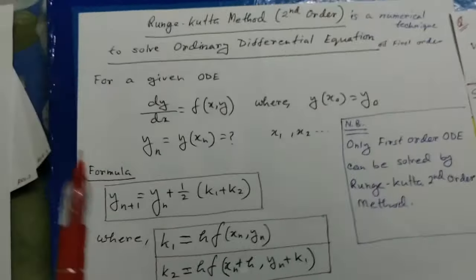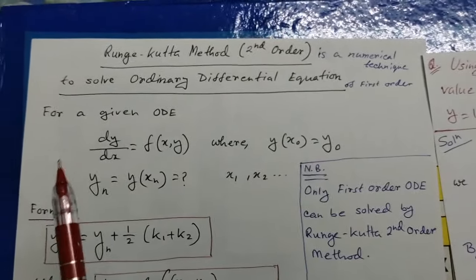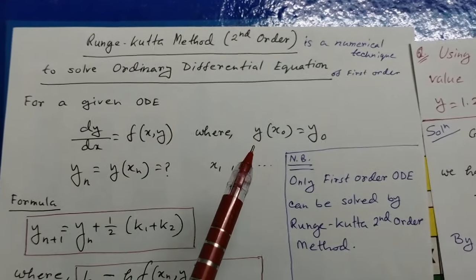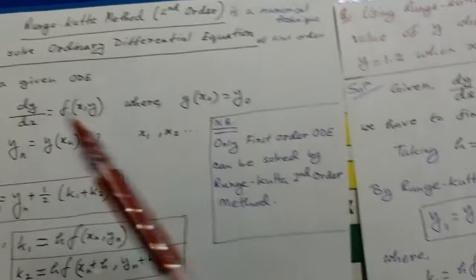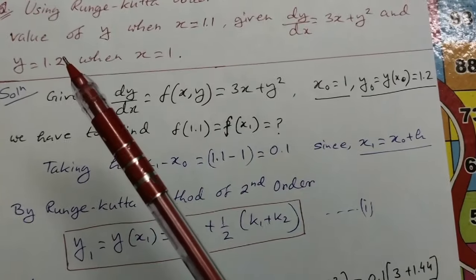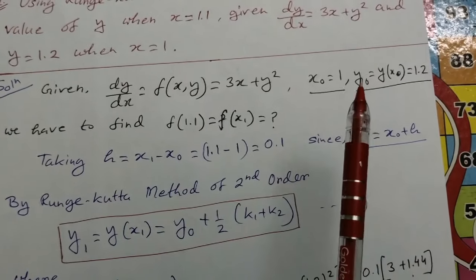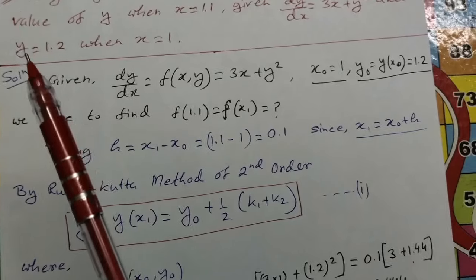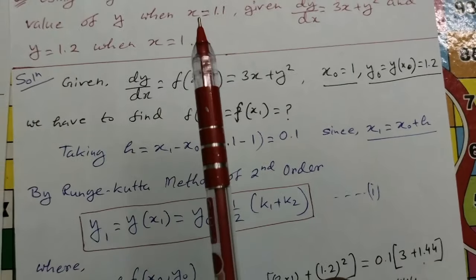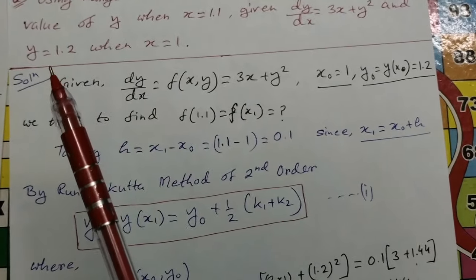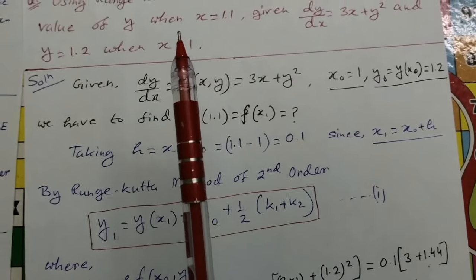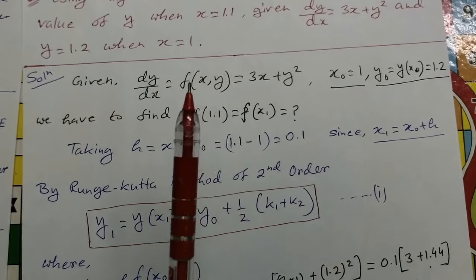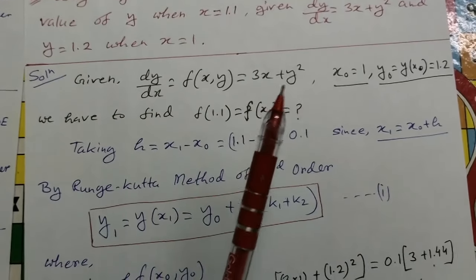Just check this method. It will be in this form, dy/dx equals f(x,y), where y(x0) equals y0. Similarly here, y(x0) equals 1.2. So if you remember, in a question it may be given like this: y equals 1.2 when x equals 1. Consider this as y0 and this as x0. So these values are given, right? x0, y0 and f(x,y), this equation is also given.